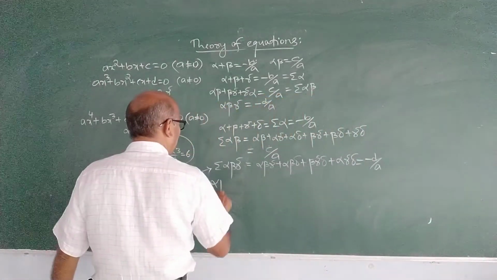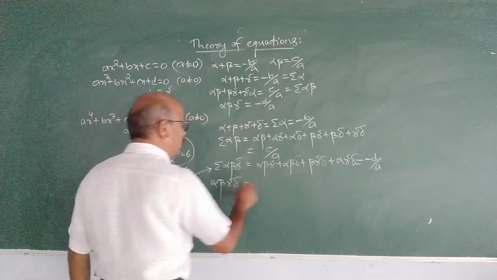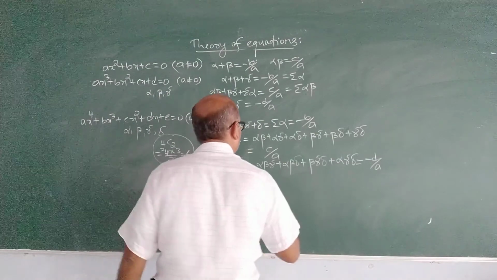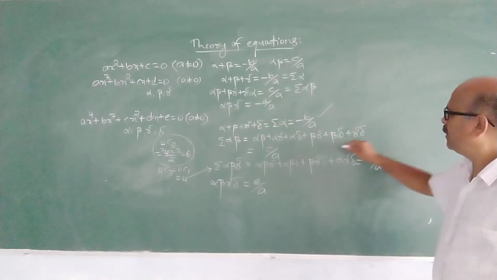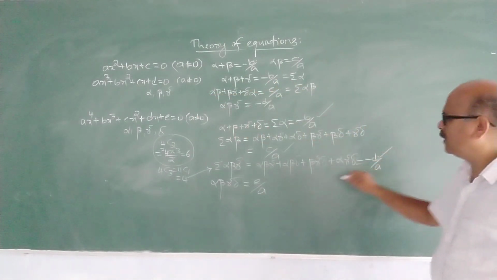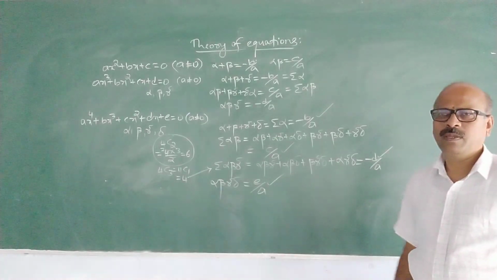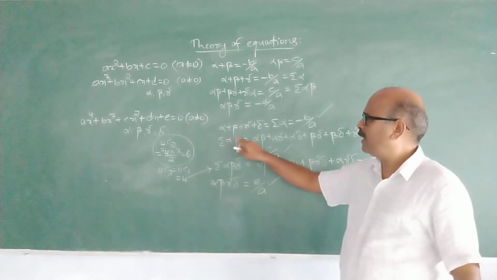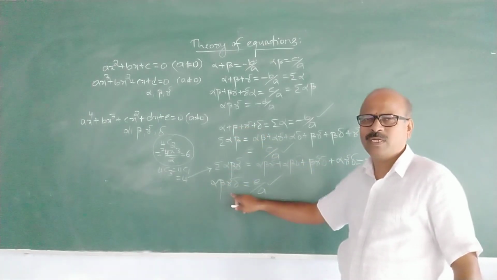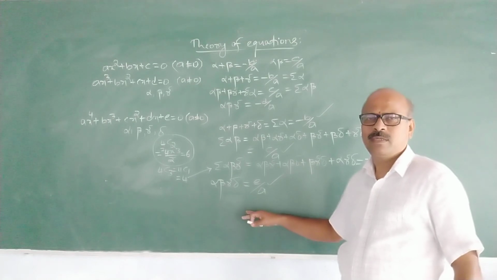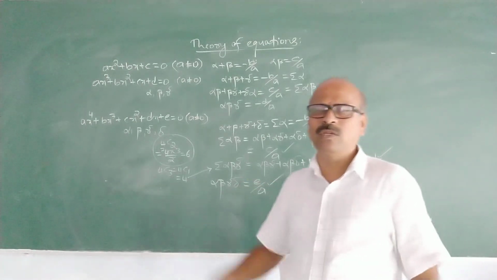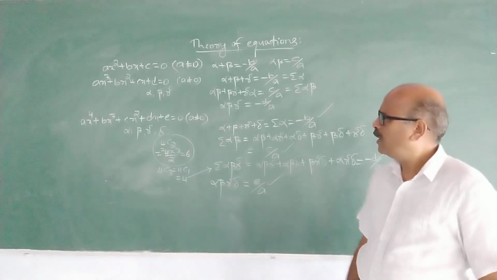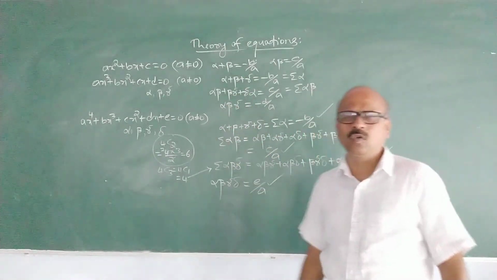Next is alpha beta gamma delta, all the roots taken at a time. It is e by a. So the formula is minus b by a, c by a, minus d by a, e by a. And the sum of the roots taken 1 at a time, 2 at a time, 3 at a time, all the 4 at a time: 4 expressions are there. Suppose it is an equation of degree 5, then there will be 5 expressions. And we can take this as a rule.